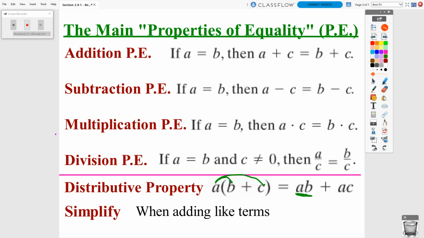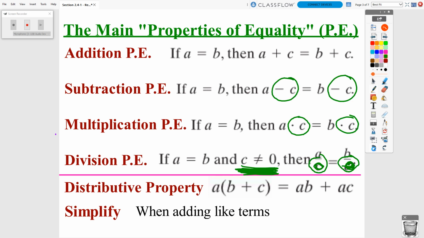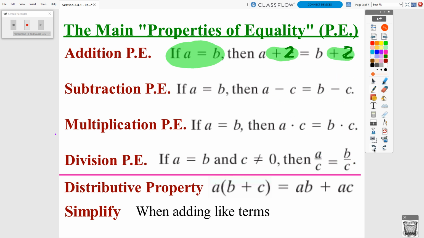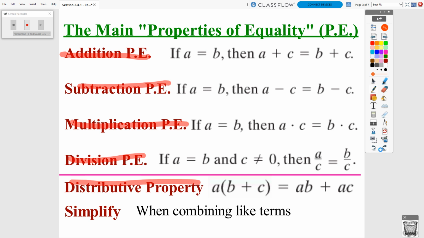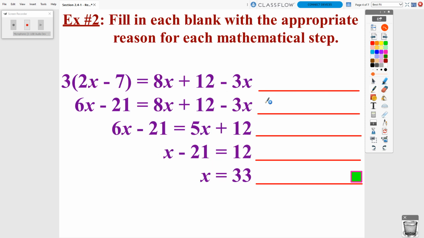I thought that said combine like terms when I originally did it. I think it did. Ooh, let me go back. Yeah, it switched on me. Sorry. So when you combine like terms, or when you add like terms, or subtract like terms, when you combine them. All right, so now we're going to go back and we're going to redo this problem.